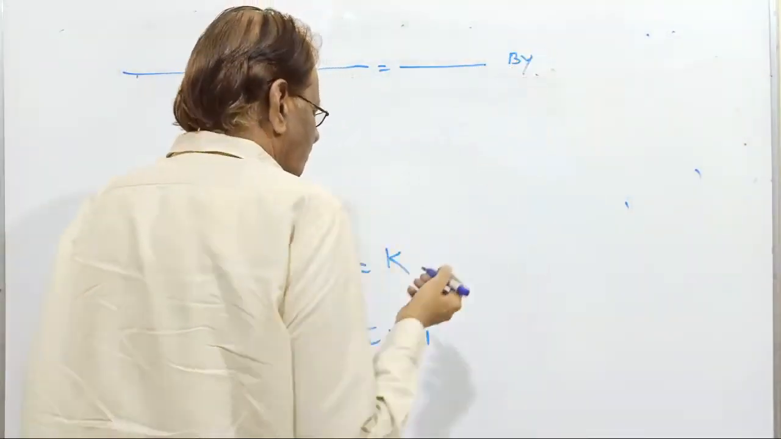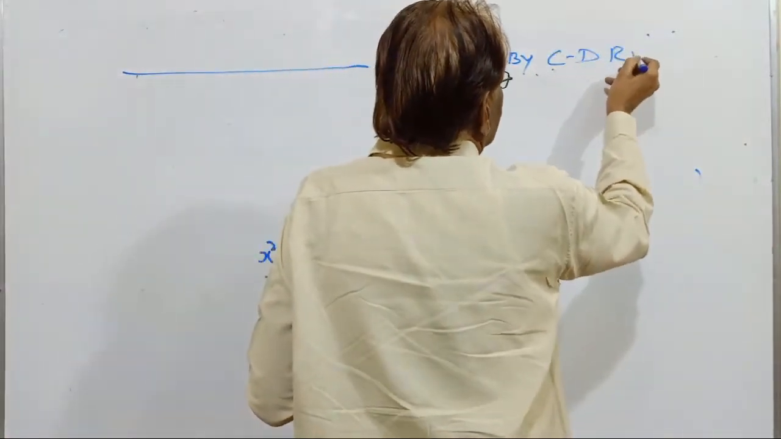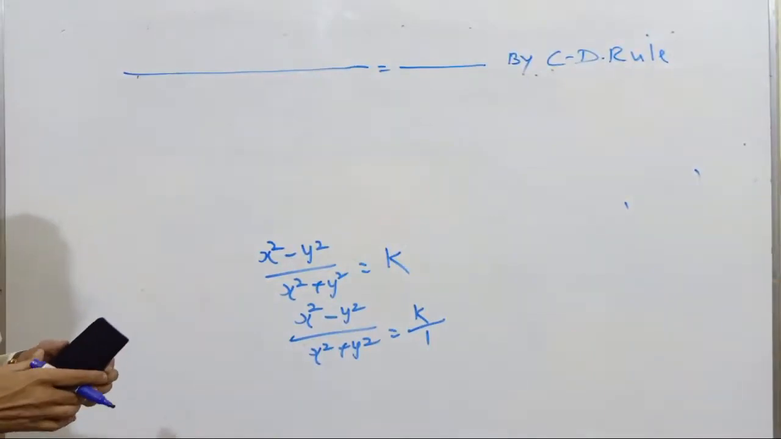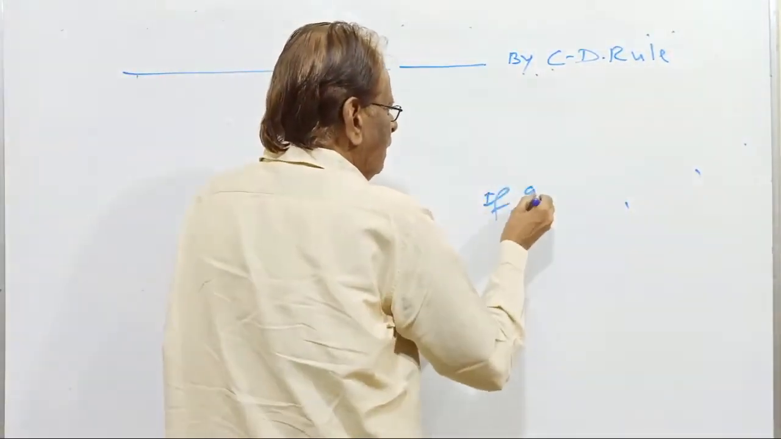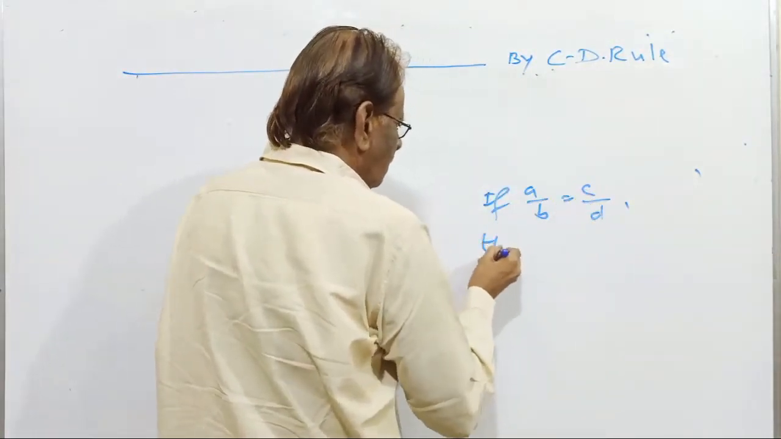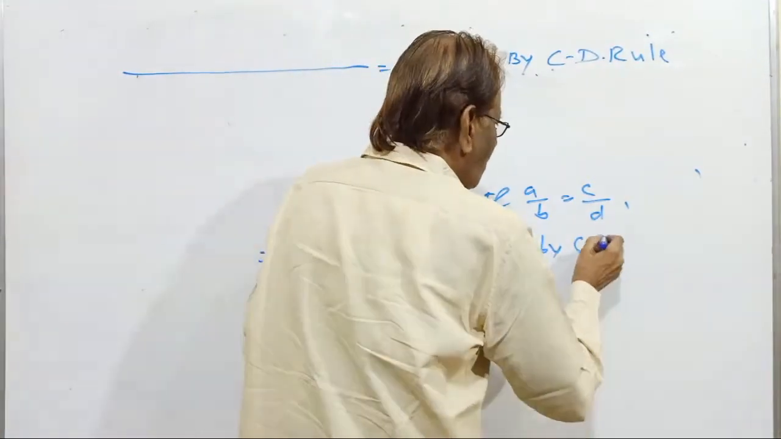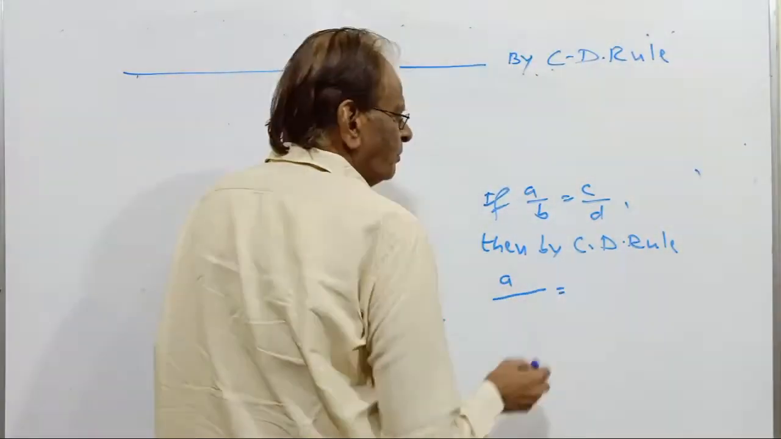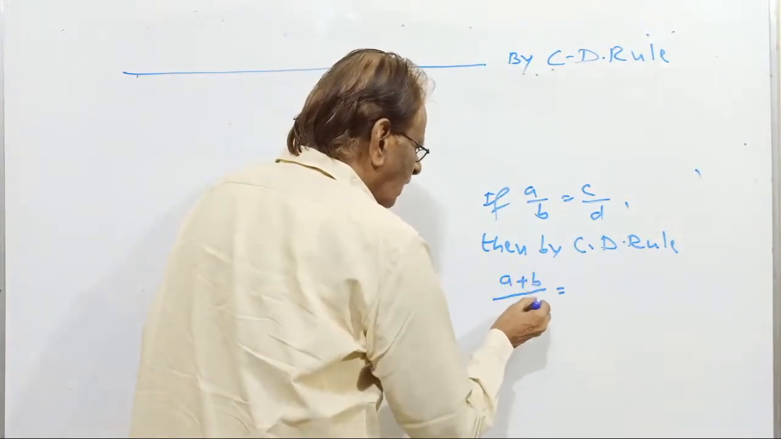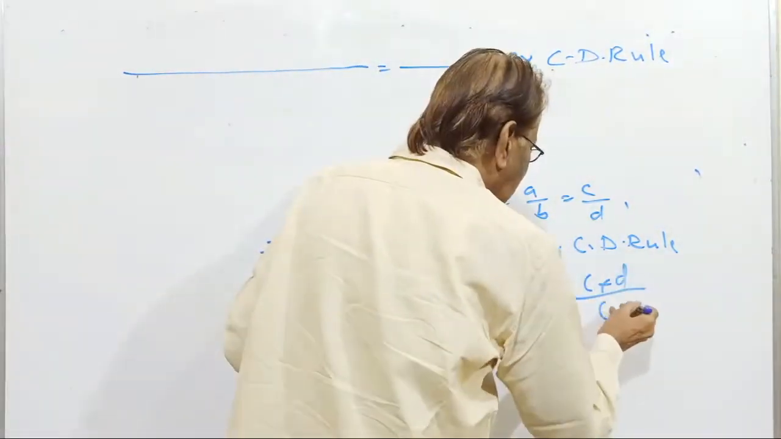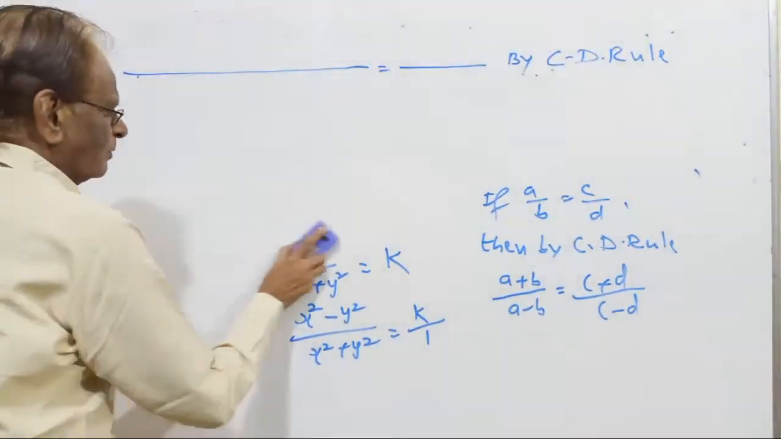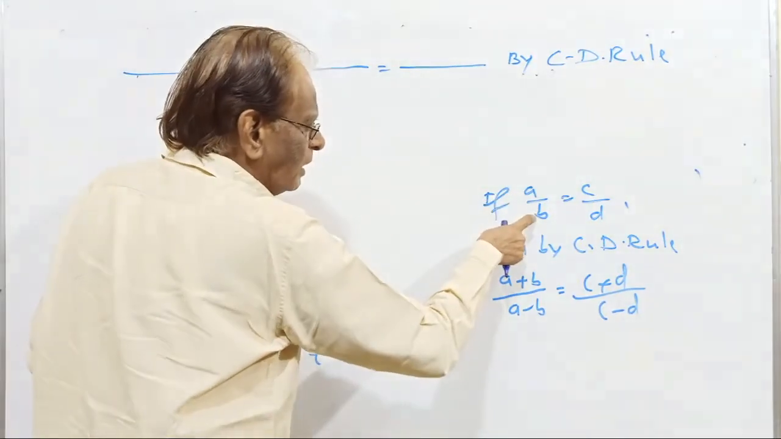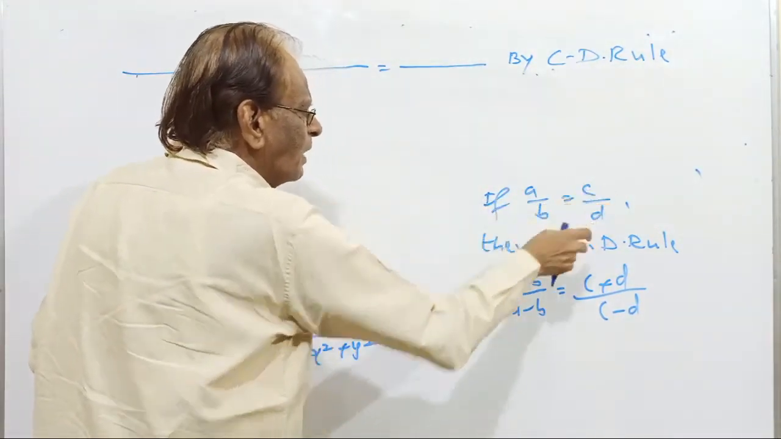By componendo and dividendo rule, the rule says if a by b equals c by d, then by componendo and dividendo, add numerator and denominator, subtract numerator and denominator. Once add a and b, once subtract a and b, add c and d, subtract c and d. Same way.